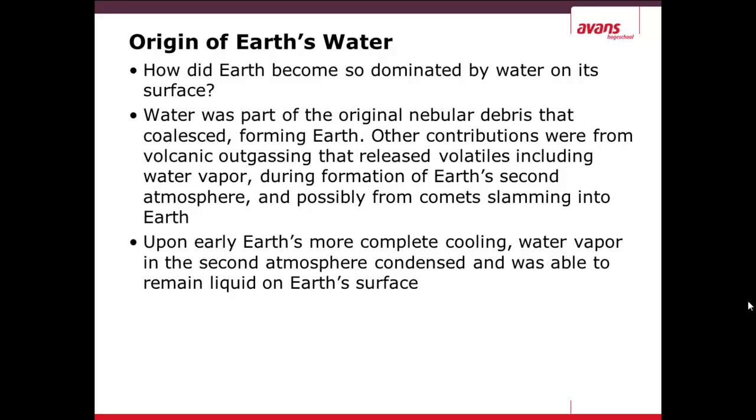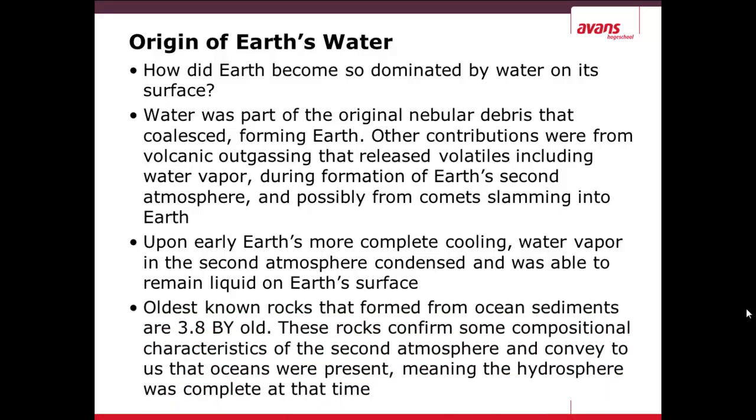Upon Earth's more complete cooling, as the Earth cooled down, the water vapor condensed and precipitated as liquid on the Earth's surface. The oldest known rocks that formed from the ocean sediments are approximately 3.8 billion years old. These confirmed some compositional characteristics of the second atmosphere. So the hydrosphere on our planet Earth is approximately 3.8 billion years old.